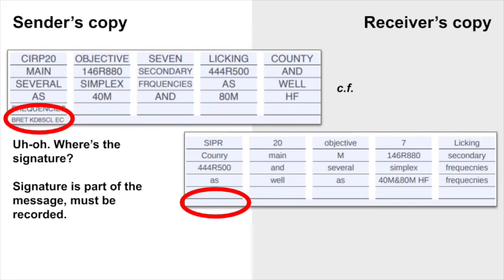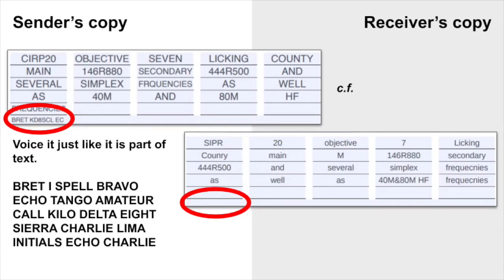So the signature is part of the message. It must be recorded. I hope that it was actually transmitted. Maybe it wasn't. Again, I wasn't there for the transmission. I don't know. But the point is, the signature is part of the message. Every bit a part of the message as the addressee, every bit as part of the message as the text, every bit a part of the message as the preamble. It is part of the message, and it must be transmitted. So it should be voiced just like any other part of the text.